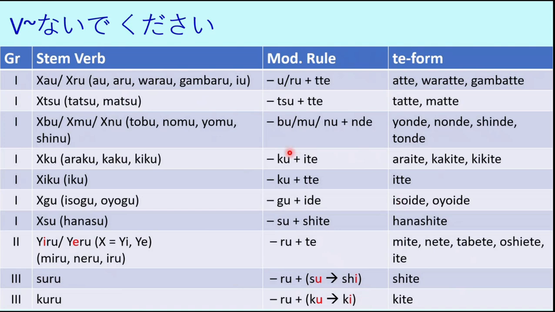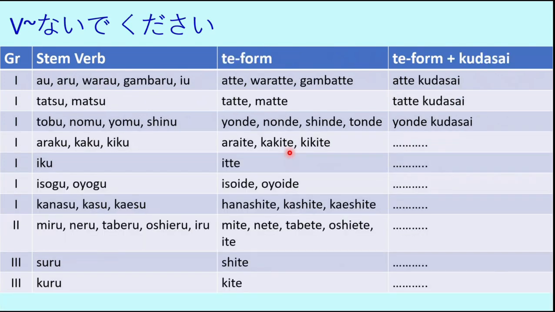So this is the fundamental table that we have learned earlier also. So this was just a recap. Then the te form plus kudasai, which we discussed in a recently concluded lesson, atte kudasai. That means please do this verb for me. So au means to meet. So atte kudasai means please meet. Tatsu, matsu, tatte, matte. Tatte kudasai means please stand up. Matte kudasai means please wait. Chotto matte kudasai means please wait a little, as you know.